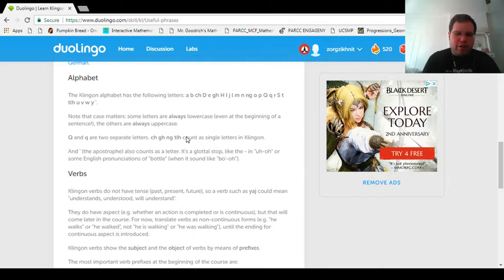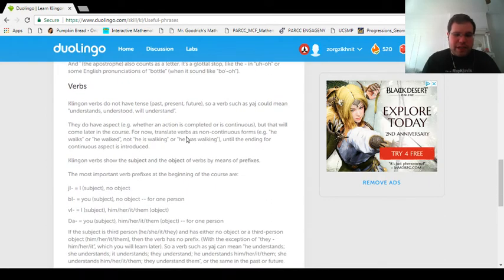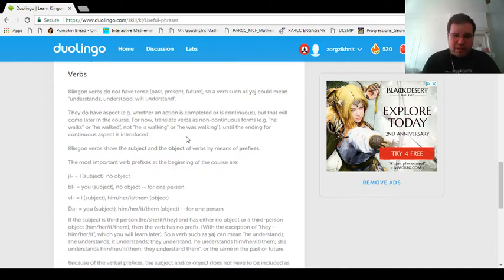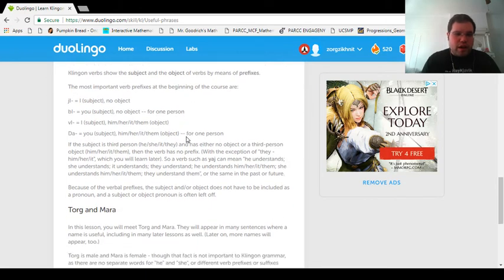Okay, Tongan. Yeah, okay, I know what you are. Good, okay, now I'm going to have to actually manage it. It's a glottal stop, so like bottles. Okay, so Klingon does not have tense, past, present, and future, so a verb could mean understands, understood, and will understand. They do have aspect, whether a verb is completed or continuous, but that will come later in the course.